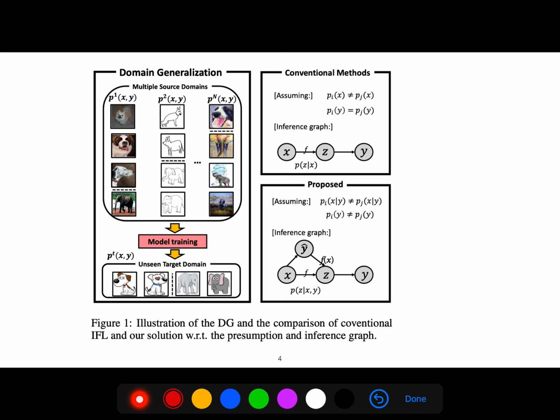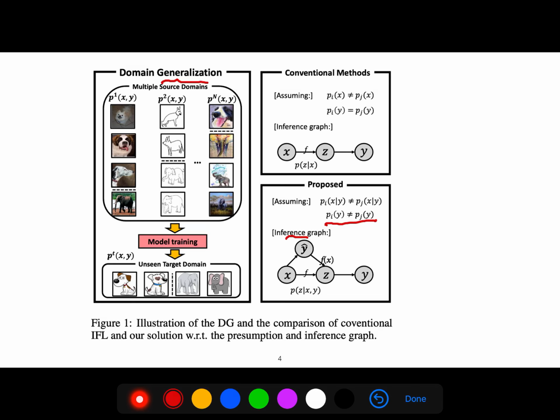So in the proposed method, we are assuming that the probability of the source label is different from the probability of the label of the unknown target. And we have this inference graph where X is affecting Y and Y is affecting Z. And we are dealing with multiple source domains.